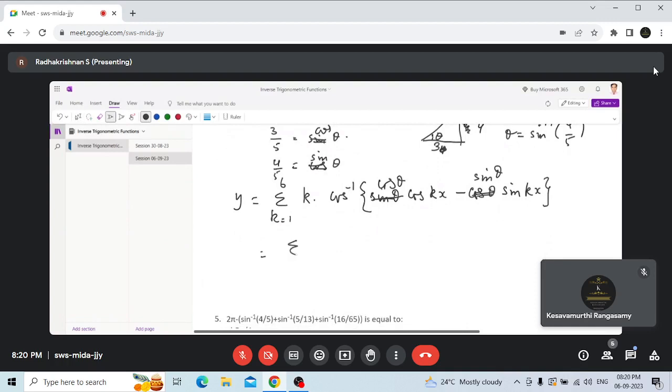This will become sigma k into cos inverse of cos a plus b. Cos a plus b is cos a cos b minus sin a sin b, right? So cos inverse of cos will simply become sigma k into theta plus kx.